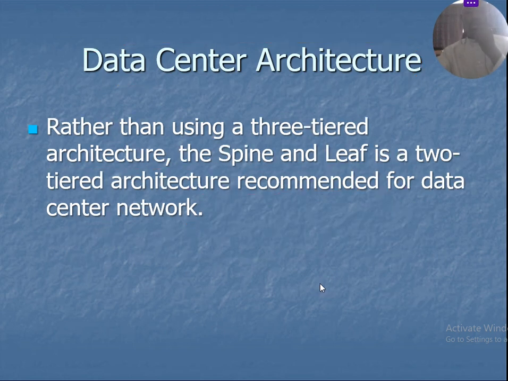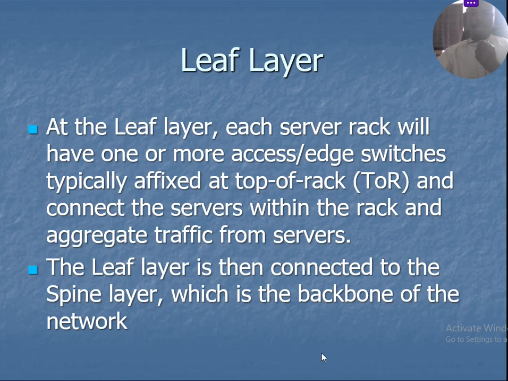Okay, now let's take a look still at the data center architecture. The data center does not use the three-tier architecture. In itself, it uses what we call the spine and leaf, which is a two-tier architecture. The data center itself doesn't use the three-tier that we described. It uses a two-tier architecture, which is called the spine and leaf layers. Okay, now let's take a look at an example that shows that.